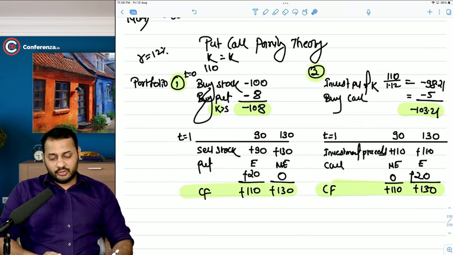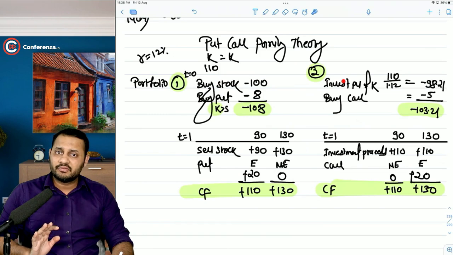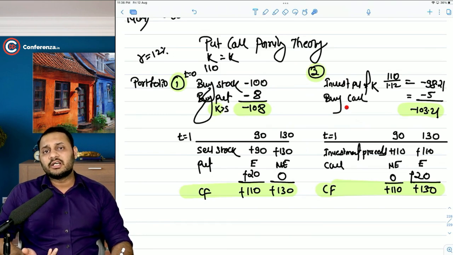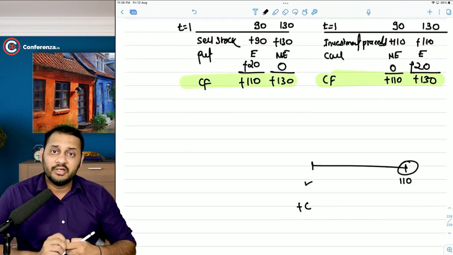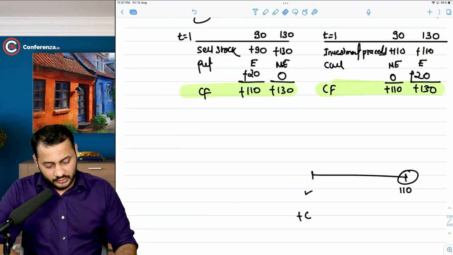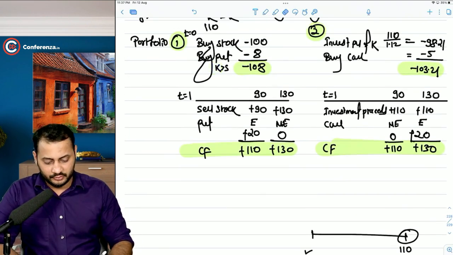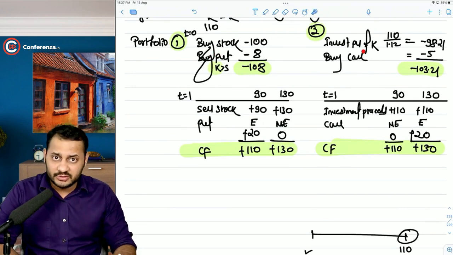Otherwise no one will buy the put option, no one will buy the stock. Everyone would go and invest in the market at the present value of the strike price and everyone will start buying the call option. This will increase the demand of this. So when do you think the equilibrium will be achieved? When the cash outflow from both will be the same. So this portfolio should be equal to this portfolio.